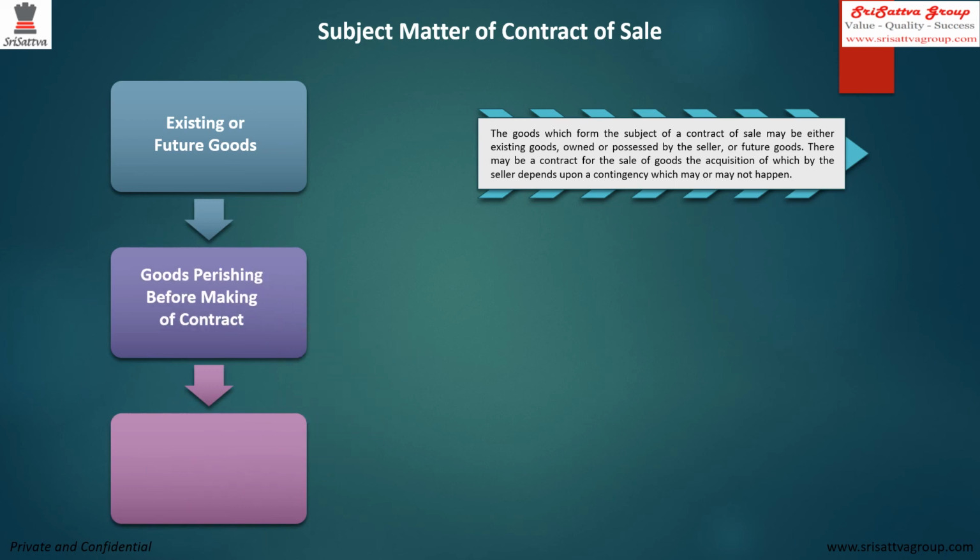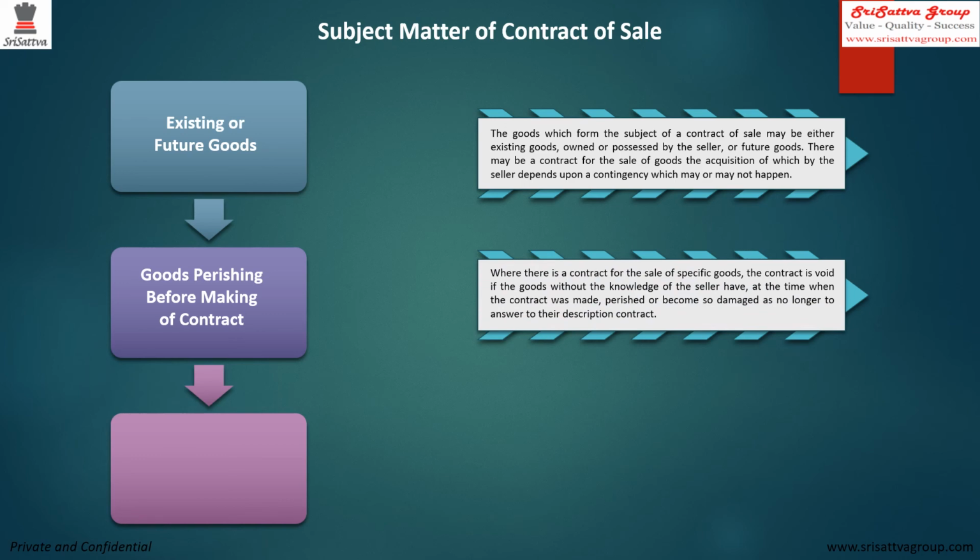Goods perishing before making of contract. Where there is a contract for the sale of specific goods, the contract is void if the goods without the knowledge of the seller have, at the time when the contract was made, perished or become so damaged as no longer to answer to their description in the contract.